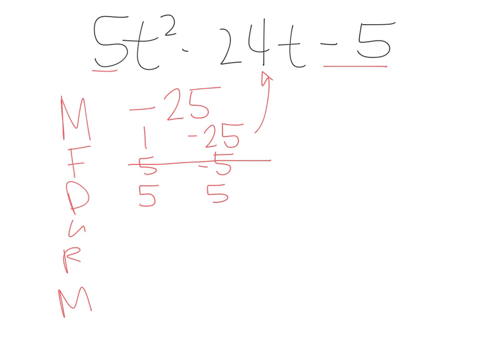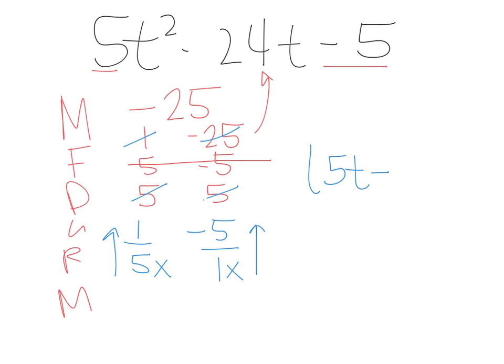R stands for reduce. I can't reduce 1 over 5, so I'm just going to rewrite it. I can reduce negative 25 over 5 to negative 5 over 1. Last step, M, make your multiples, so I'm going to write my x's and read from bottom to top. Here I'm using x. The problem used t, so technically it would be 5t plus 1 times t minus 5. Those are my two factors. Remember on the test, you could always check that by doing y1 and y2 in your calculator, or the box method to work it back out.